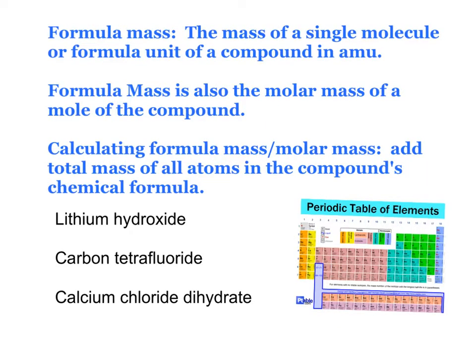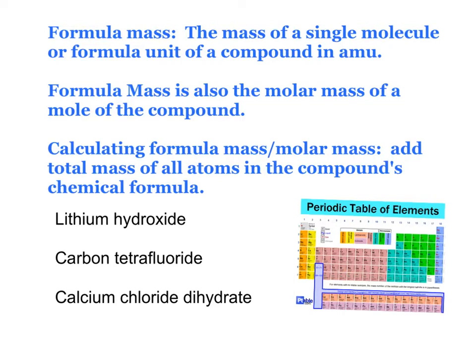The formula mass of something, we would use that term generally for a compound. It would be the mass of a single molecule or a formula unit, if we're talking about an ionic substance, in atomic mass units. And the formula mass is also the molar mass of the compound. So if you know its formula mass, you know how many grams of the substance it takes to give you a mole.